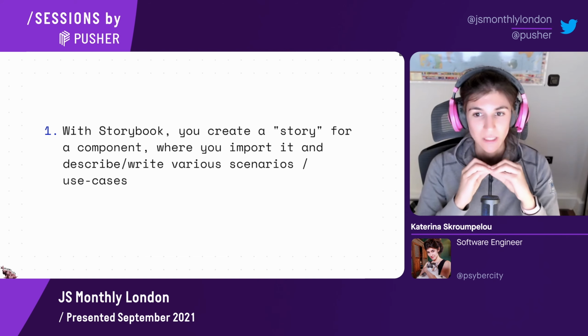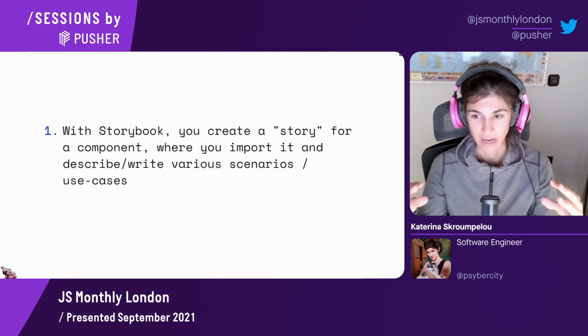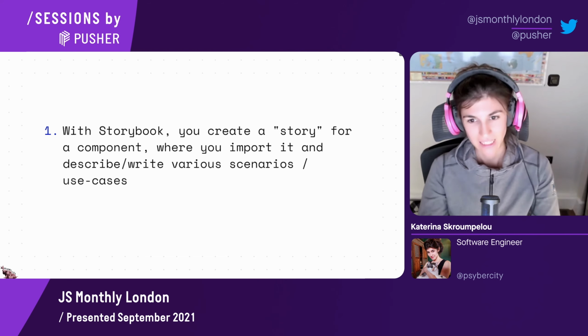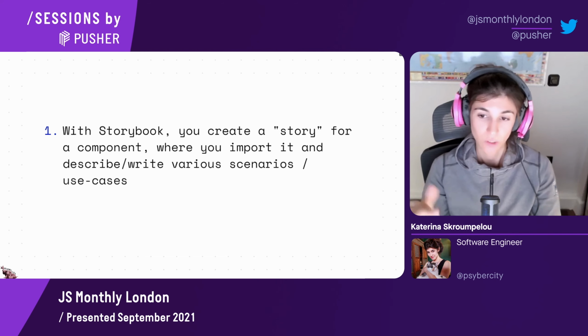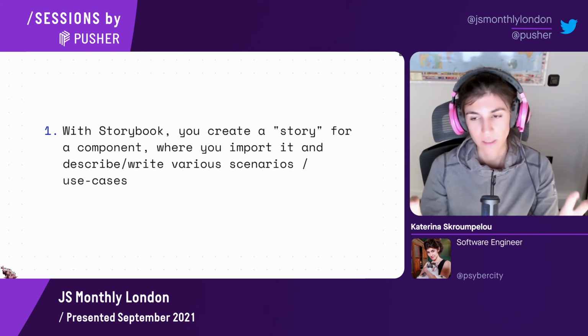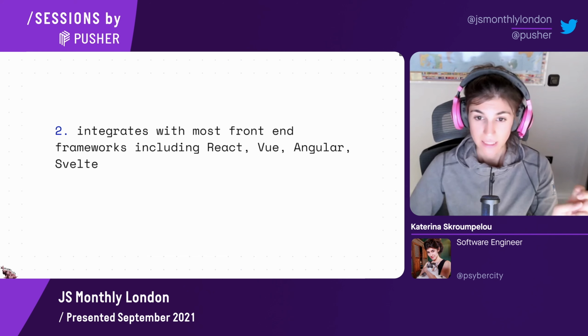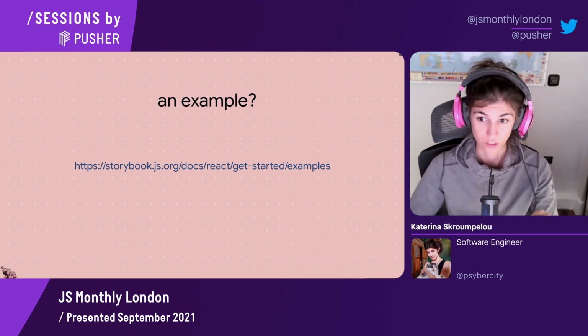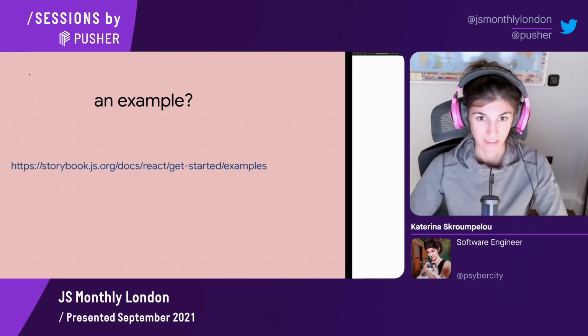It may sound like an E2E test. So you create a small file, which is called a story. You import your components and you write a few different use cases, as I said, which will use your component. So this is called a story. And it integrates with most front-end frameworks, including React, Vue, Angular, and Svelte. But I'm not sure you all understood well what it is. So let's see first an example of how a Storybook looks, and then we will get into more details so that all of you will perfectly understand what it is.